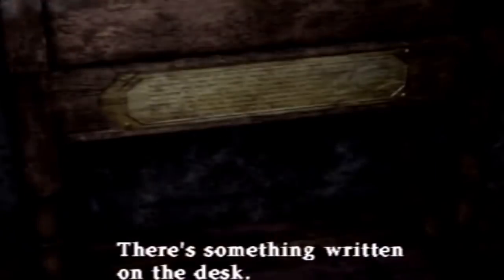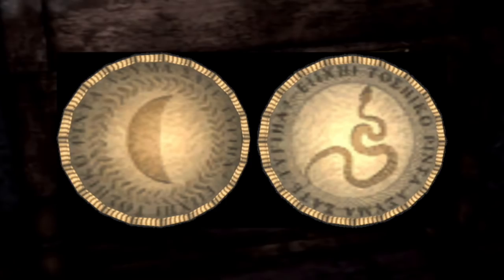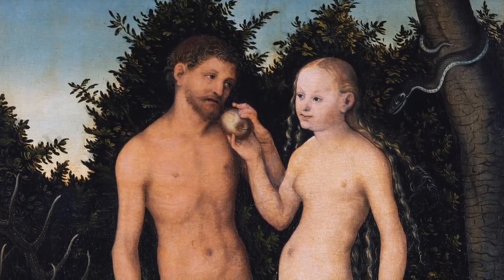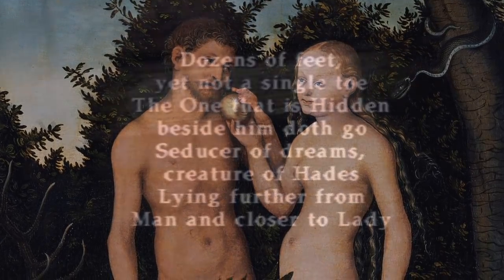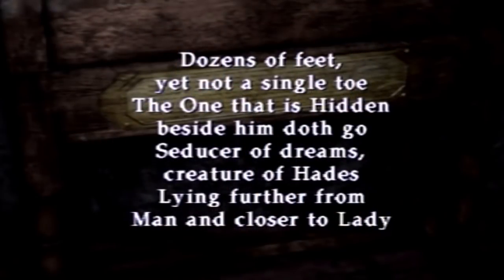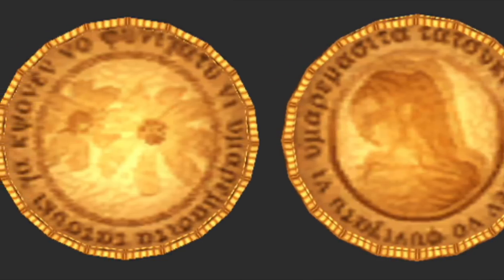In the coin puzzle, we also have the number 3, 3 coins: the old man, the prisoner, and the snake. The religious imagery is telling, and is stated directly in the riddles: the seducer of she, creature of Hades, further from man and closer to lady. But the lady in this puzzle is called the prisoner. Again, we only have 1 woman. This woman resembles Angela and is found in the mirror room in which Angela hands James the knife.